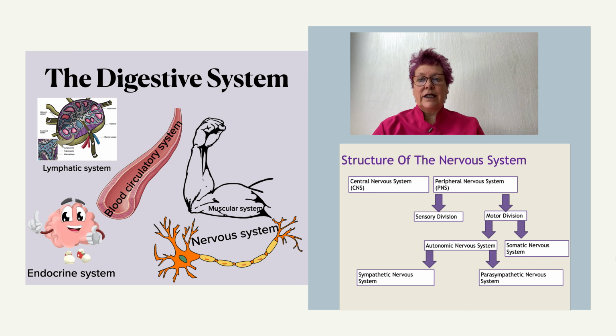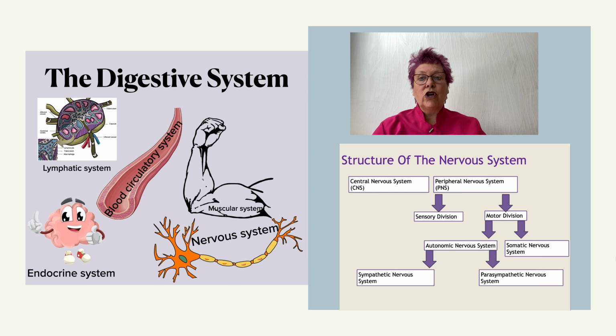The peripheral nervous system can be split into two divisions. We've got the sensory division, which, as the name suggests, works with our senses: smell, taste, touch, sight, and hearing. And then we've got the motor division. This is further divided into two parts. We've got the somatic nervous system. The somatic is about conscious control over muscles. So, for example, when we're doing this, we use the somatic nervous system. And when we're walking, we're using the somatic nervous system to move our legs.